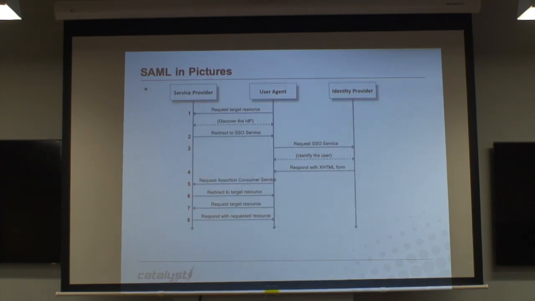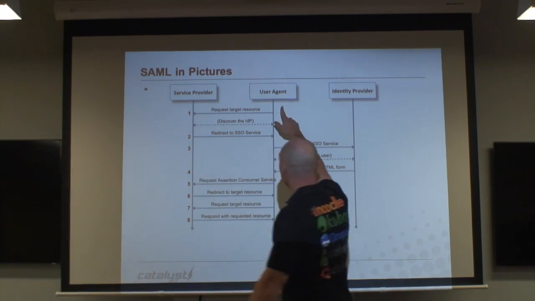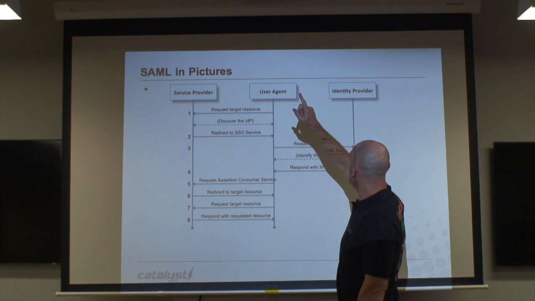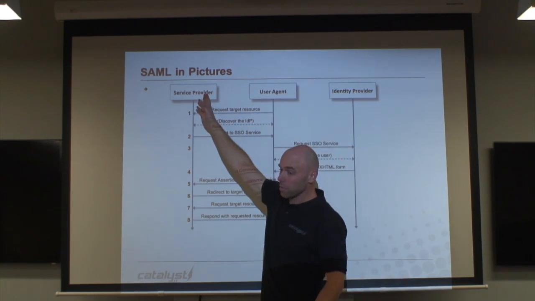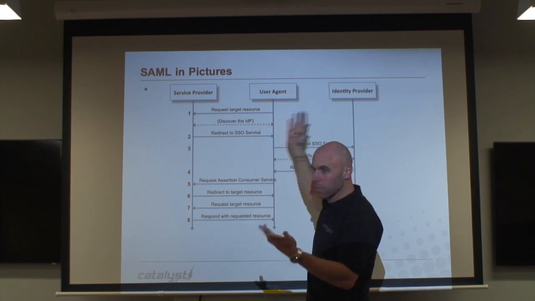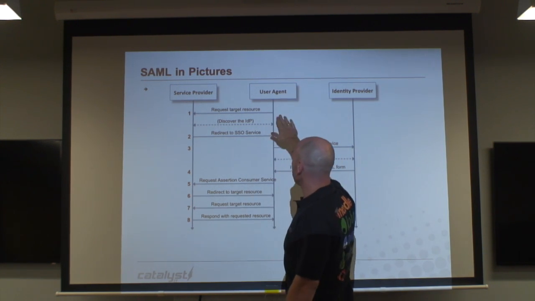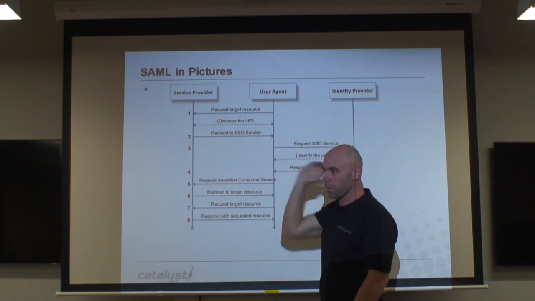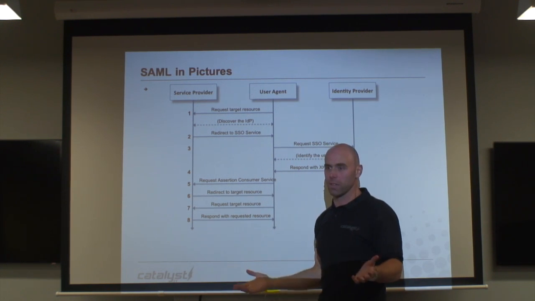So here's the bit where I have to take a few deep breaths before I try and explain it. So you come along, your user agent is your browser, your service provider is Simple SAML, and the identity provider is Google, for example, or it could be other things. You come along with your browser and look at a page that is behind an authentication wall.